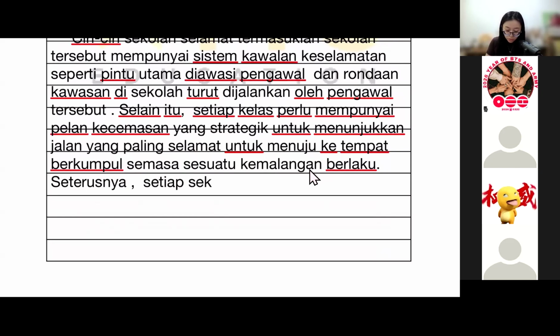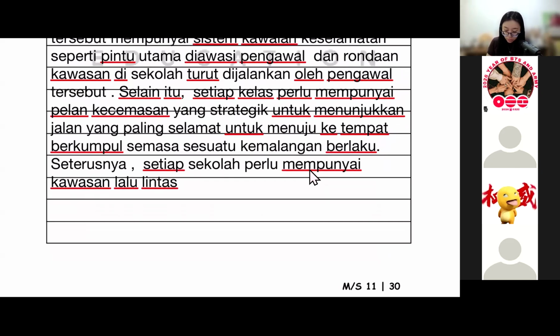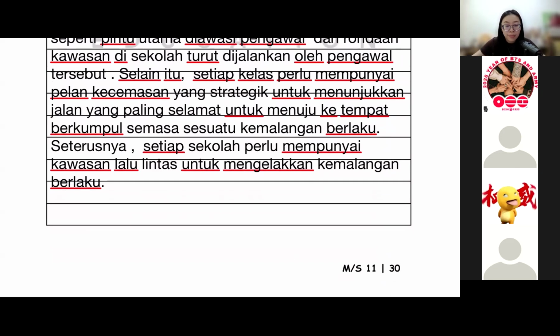Setiap sekolah perlu mempunyai kawasan lalu lintas untuk mengelakkan, to avoid, kemalangan berlaku. To avoid accidents happening. Now we go for the next one, which is every school needs to have those alat. So we already used seterusnya, selain itu, then we use selanjutnya.